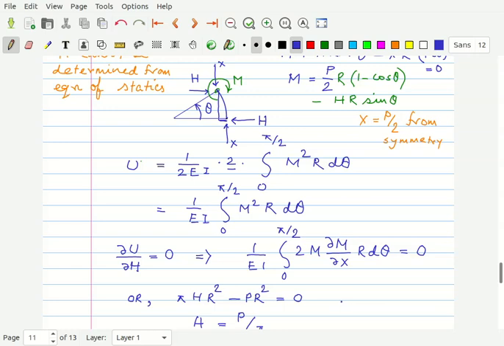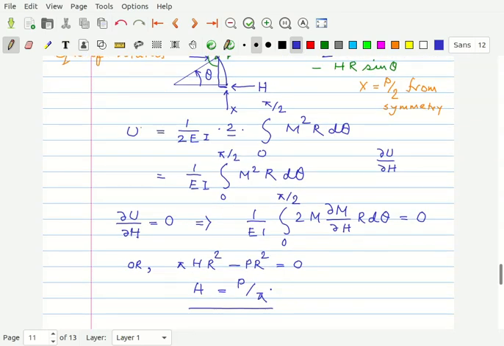Del u del h equal to 0, and while computing del u del h, you just take the differentiation within the integration, so this becomes twice m del m del h. That is convenient because the expression becomes simpler. So if you do that, you get an equation like this. From there you can compute your h.